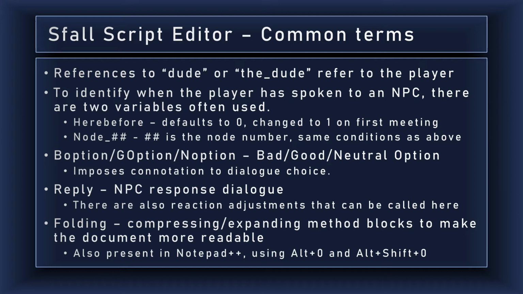To identify when a player has spoken to an NPC, there are often 2 variables that we use, either here before or node underscore and then a number. When we see node underscore and the number, the number that is there is the node number in which this happens. So let's say that node 29 is where we are. At the beginning, node 29 will be 0 because it doesn't really exist. So node 29 will have to be declared in the declaration block of the character, and then it will be accessed when node 29 is reached. Node 29 will have an initial value of 0, meaning that it hasn't been used. And then after a particular condition has been met, it will go ahead and set it.